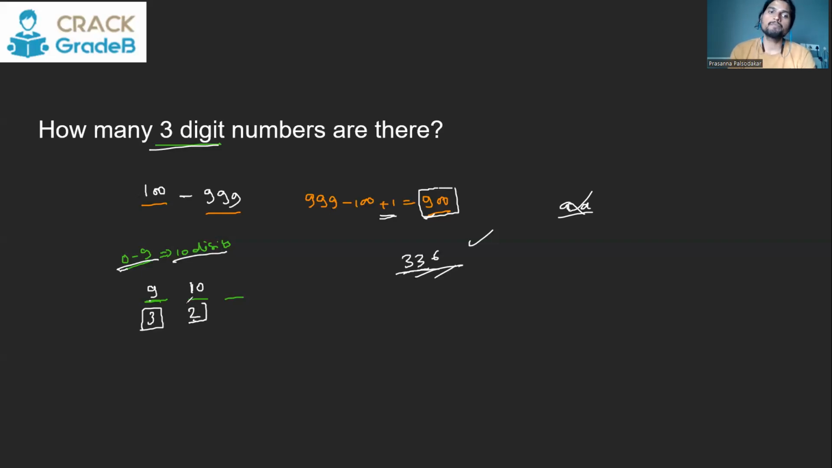Say you put 2 here. So here again we have all 10 choices. Say you put 1 here. So the number 321 is what you have formed here. Out of total, 9 against 10 against 10, that means 9 into 10 into 10, 900 choices. So we have total 900 choices.